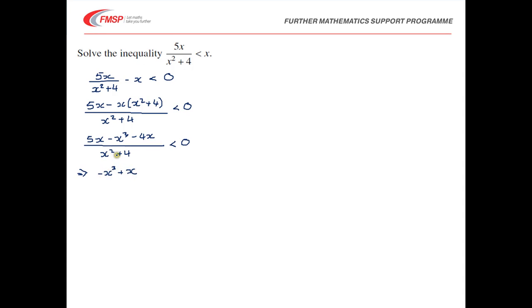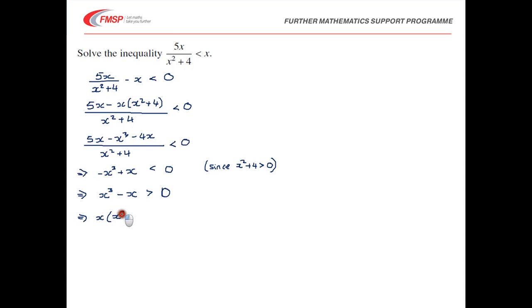Now x squared plus 4 is always positive, so I can multiply through by x squared plus 4. That's always positive. Even if x is 0, it's still going to be greater than 0, so I can multiply through and simplify that. Okay, now I'm going to multiply by -1 because I like my highest power term to be positive. If I multiply through by -1, which is always negative, that will swap the sign. And then I can factorise.